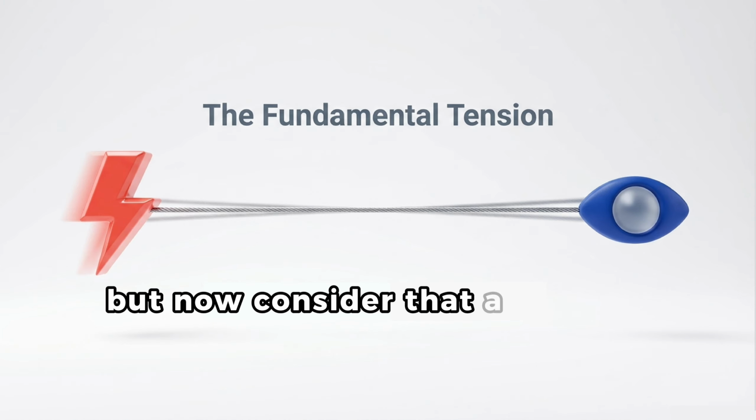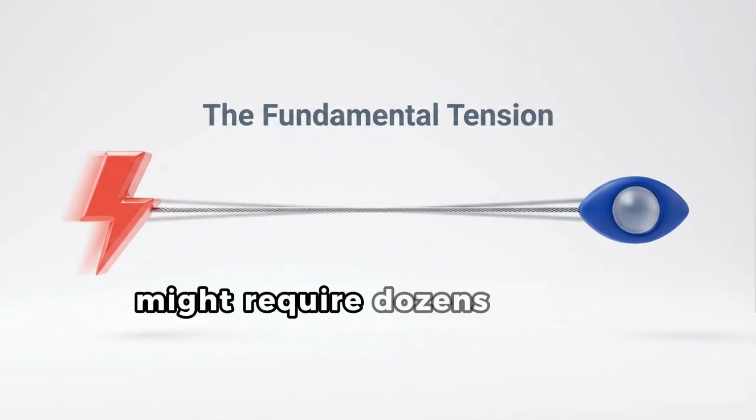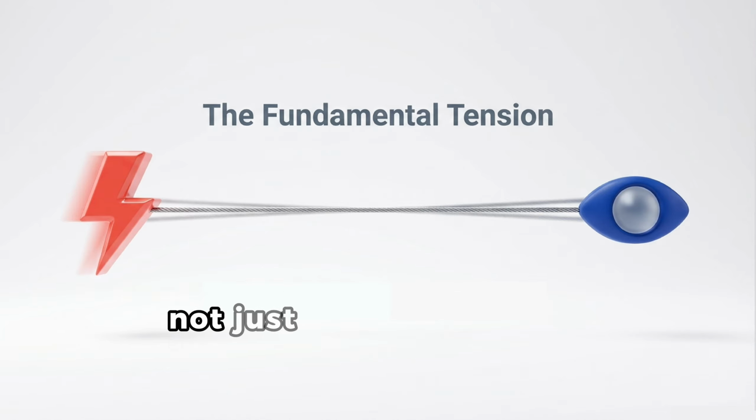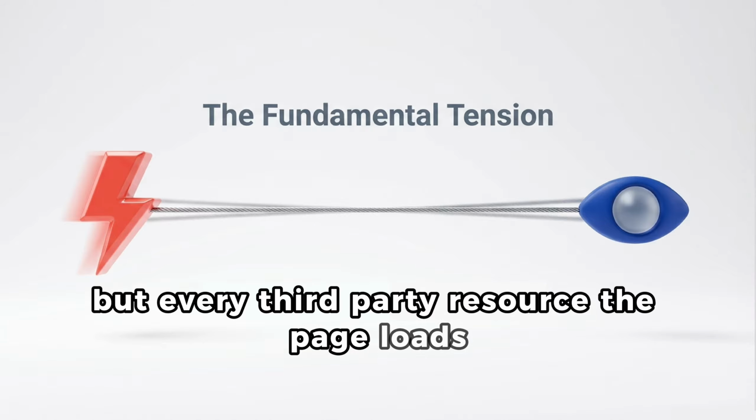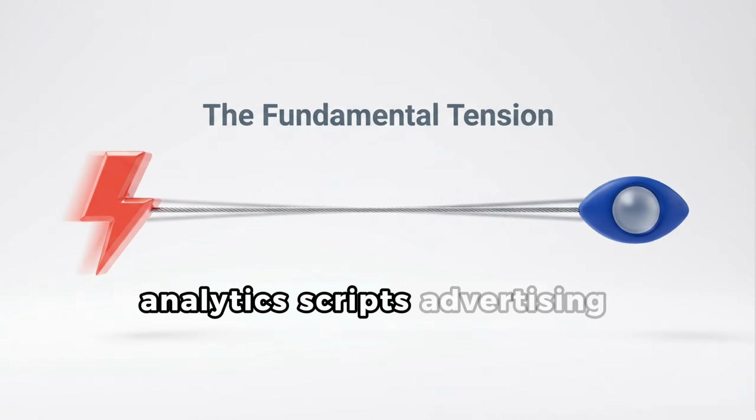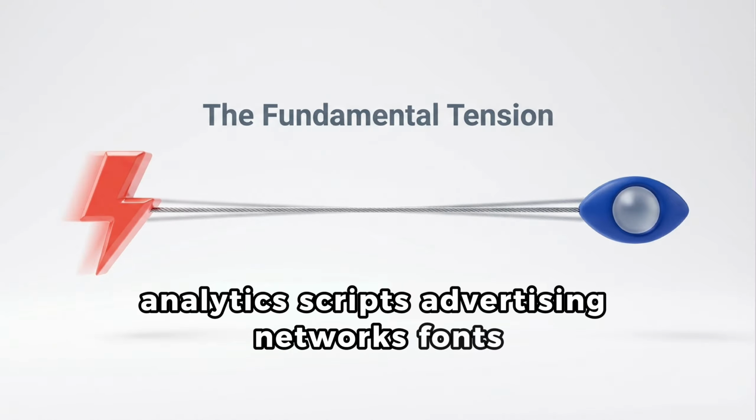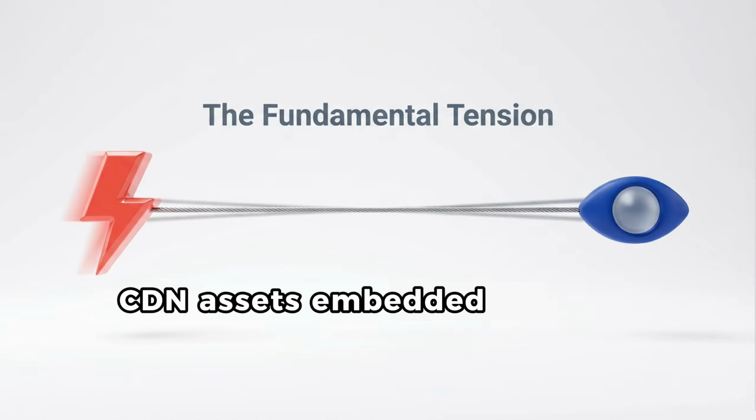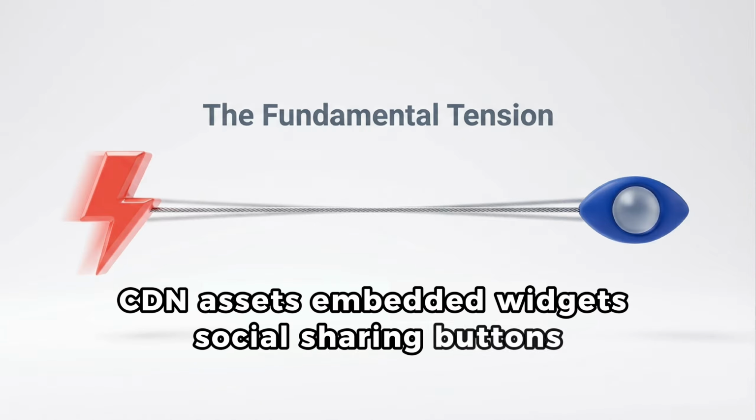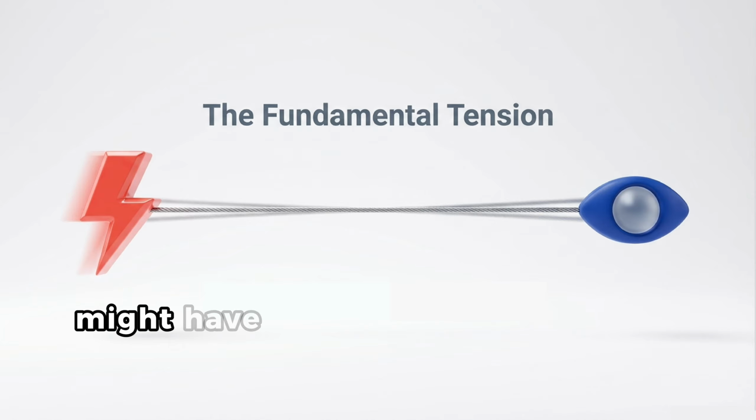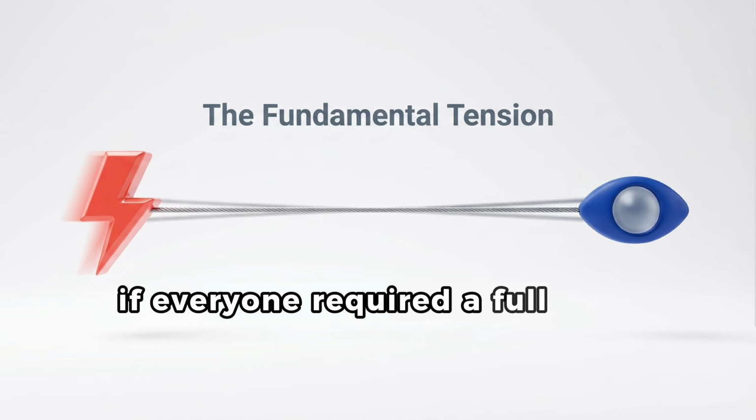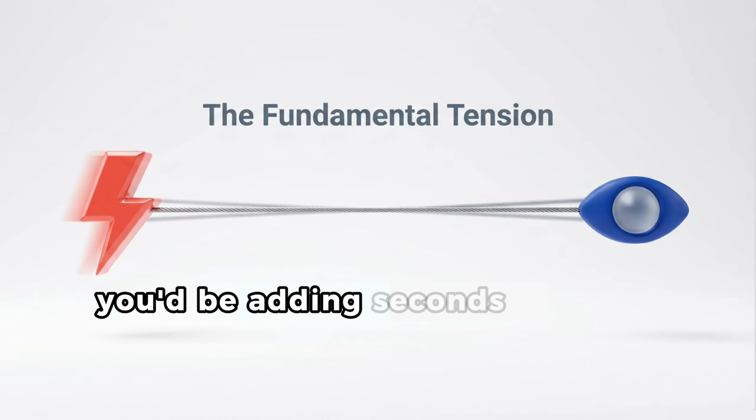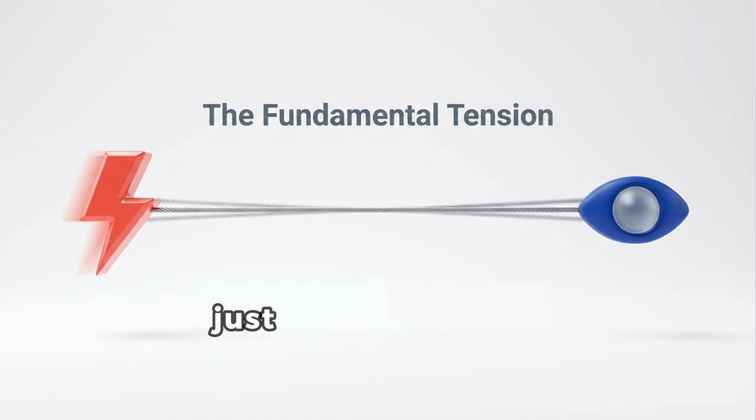But now consider that a modern web page might require dozens of DNS lookups. Not just the main domain, but every third-party resource the page loads. Analytics scripts, advertising networks, fonts, CDN assets, embedded widgets, social sharing buttons. Every single one of those might have a different domain name that needs resolving. If every one required a full cold resolution, you'd be adding seconds to every page load just from DNS alone, and that's for a single user.